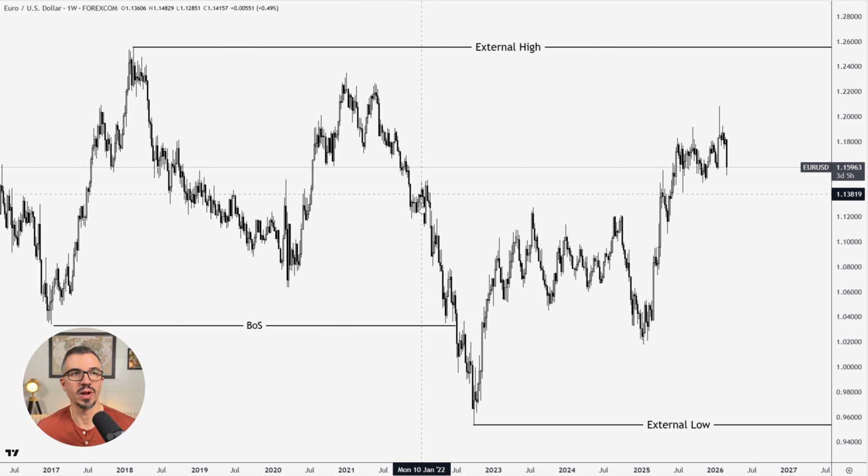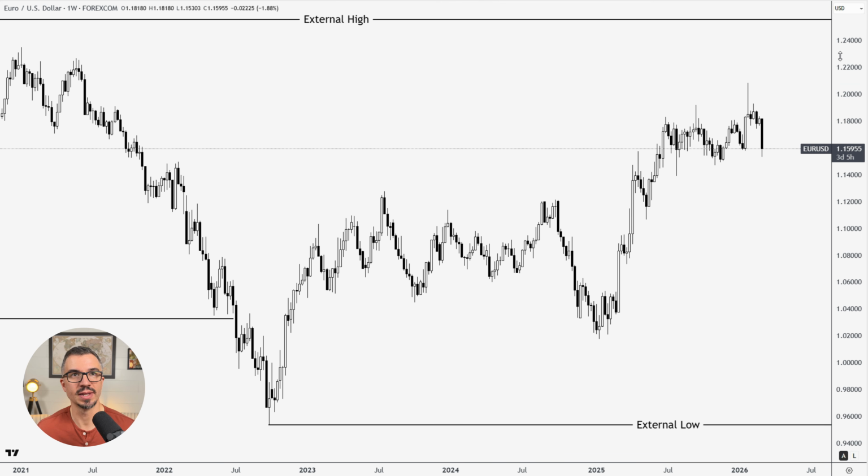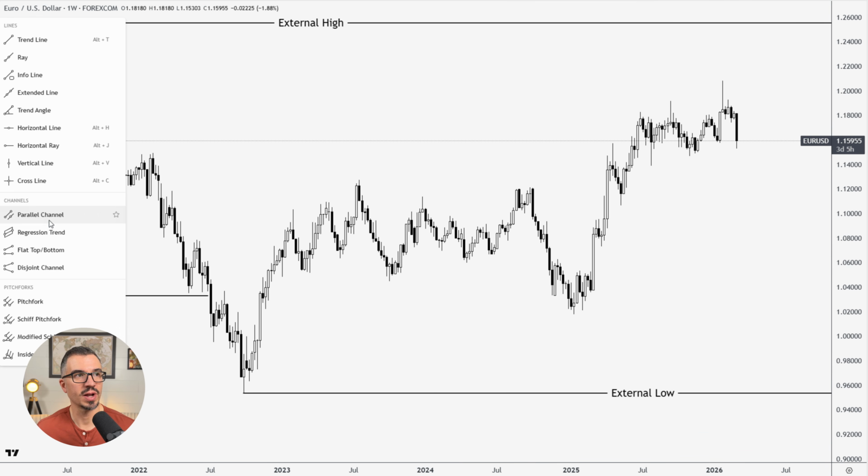Now let's take this one step further here and talk about symmetry in the market, because I often mention how we have markets moving within channels.